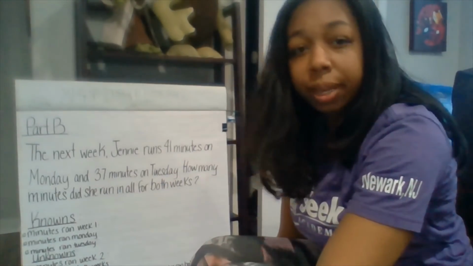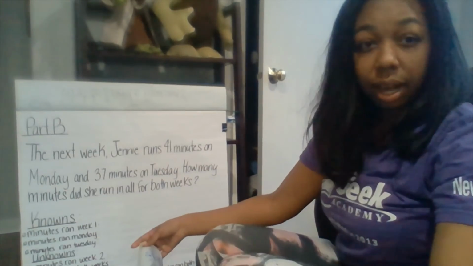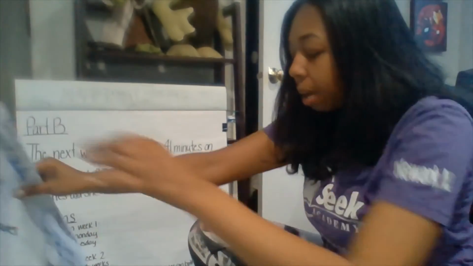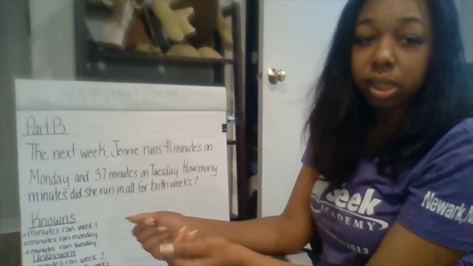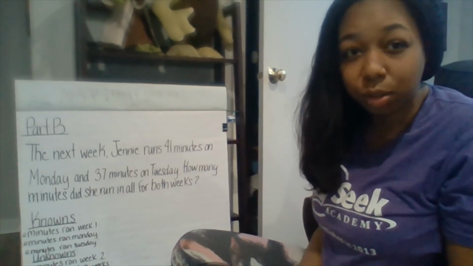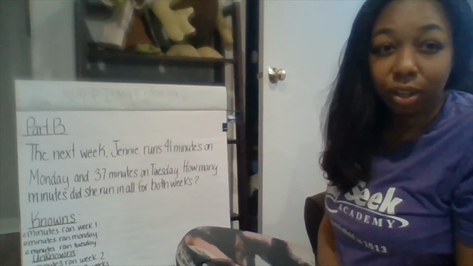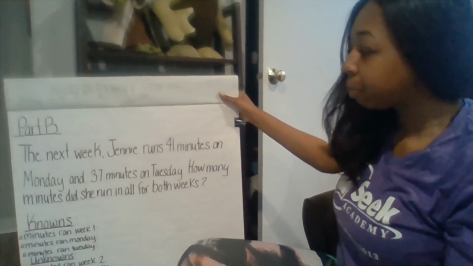So we have part B. We need to read the prompt 3 times. The first time we need to think about what do I need to figure out. The second time we need to figure out what info do I know, or what are my knowns and what are my unknowns. And the third time we read, we need to visualize the story and think about the action or relationship. Let's take a look at our part B.